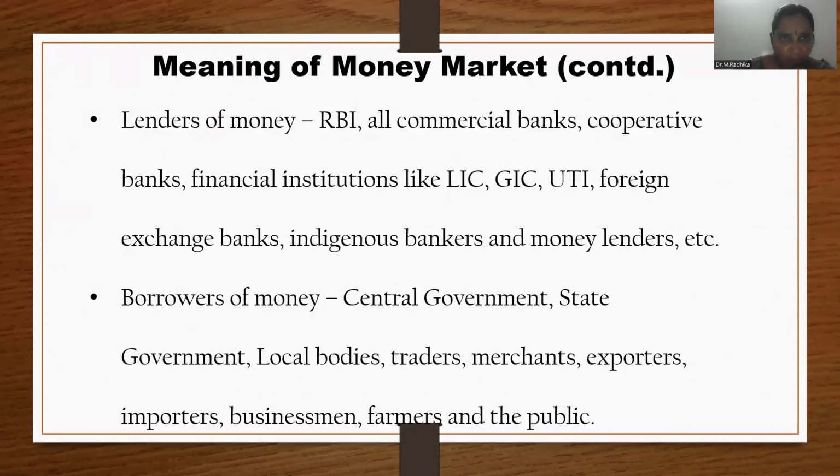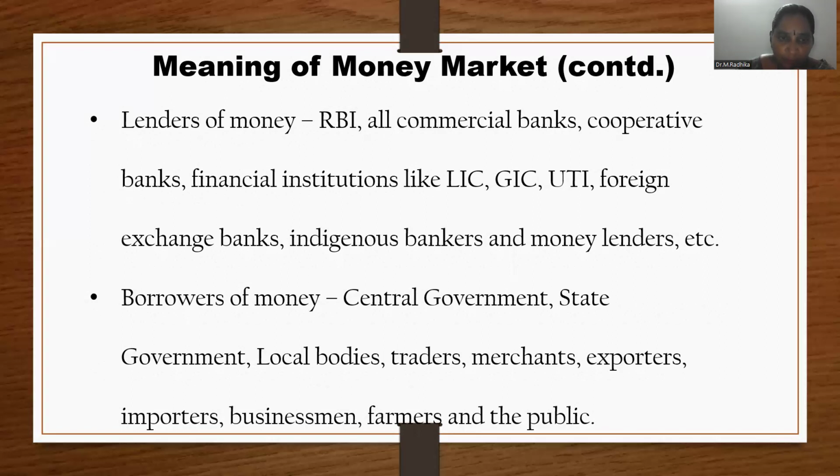Here, we should know who are the lenders of money in the money market and who are the borrowers of money in the money market. The lenders of money in the money market are Reserve Bank of India, all commercial banks, for example, SBI, cooperative banks, and financial institutions like Life Insurance Corporation, GIC, and UTI. Not only that, foreign exchange banks will also lend money, whereas indigenous bankers and moneylenders are also included in the money market for lending purposes.